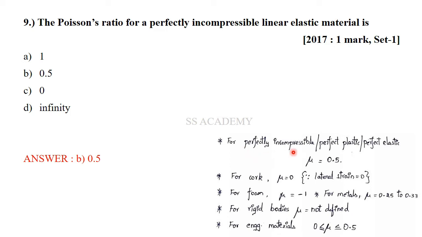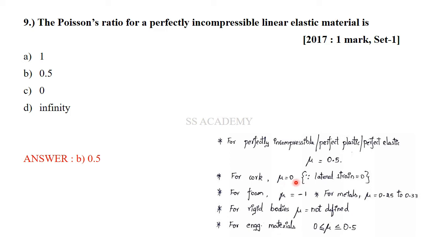For perfectly incompressible, perfect plastic or perfect elastic material, mu is 0.5. This is because in the case of perfect plastic material and perfect elastic material, and also in perfectly incompressible material, the volumetric strain comes out to be 0. So for the volumetric strain to be 0, mu must be 0.5. In the case of cork, you will have mu as 0.